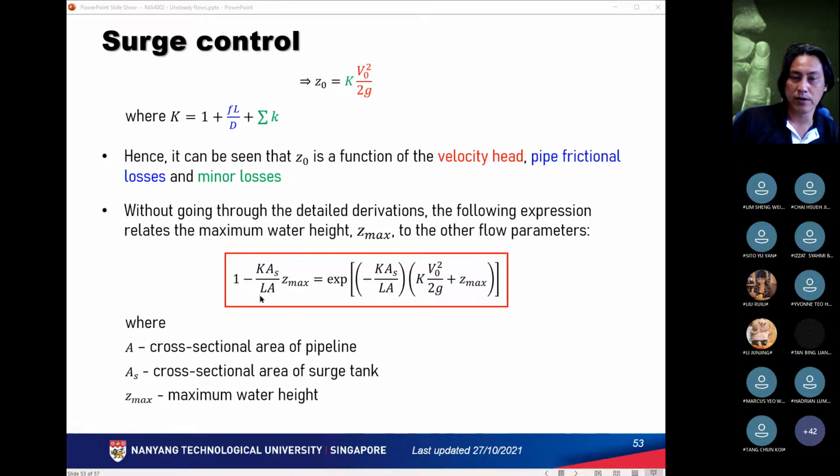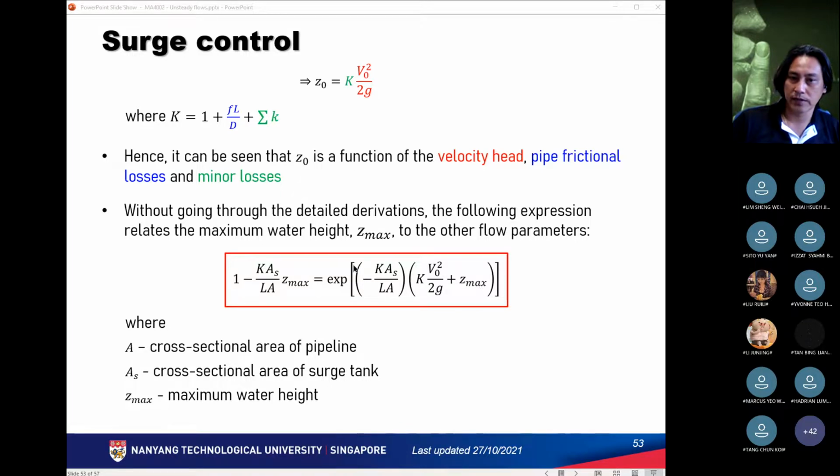So L will depend on the location of the surge tank along the pipeline. A, or in this case not A_S, A will be the cross-sectional area of the pipeline. As long as you know the diameter or the radius of the pipe, you should be able to work out A. Now this fraction here, K A_S divided by L A, or this coefficient, will be multiplied by Zmax, the maximum water height achievable due to the first surge. So this will be on the left-hand side. On the right-hand side, we have an exponential of the product here.